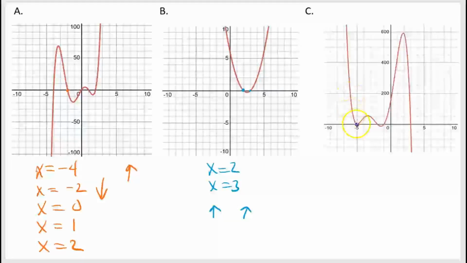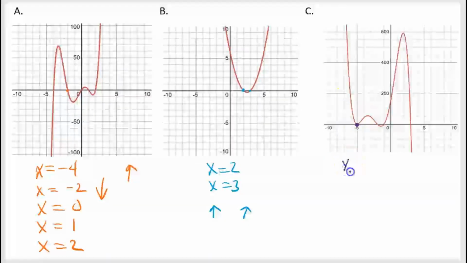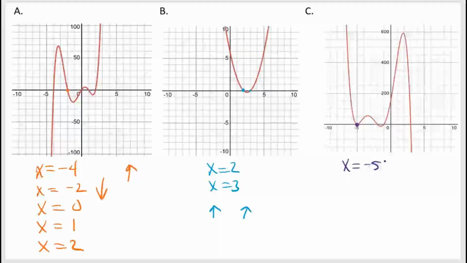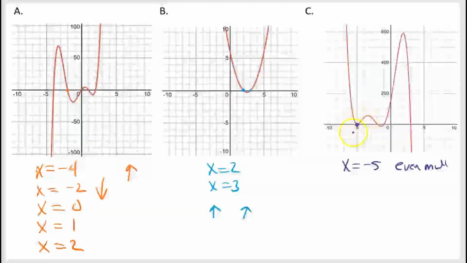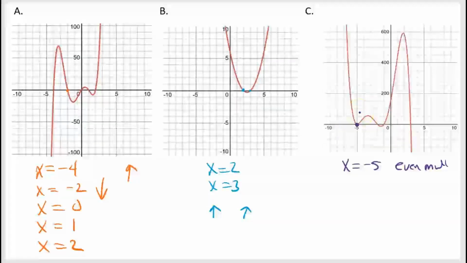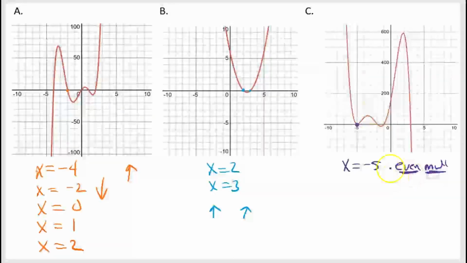Look how it just bounced back the other way. So you know what? At x equals negative 5, we have even multiplicity. Whenever the graph just hits the x-axis and bounces back the other way, and that doesn't happen on either of these two. Look, it almost looks like it does here, but it does dip below. But here it literally touches and goes back the other way. That means we have even multiplicity. That means that x equals negative 5 showed up either 2 times, 4 times, 6 times, or 8 times.